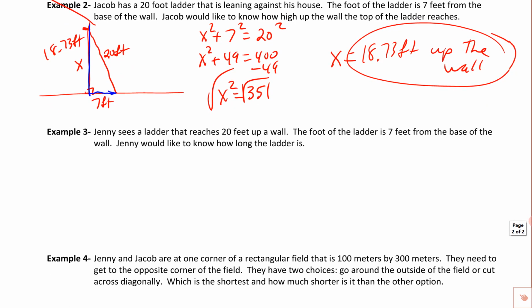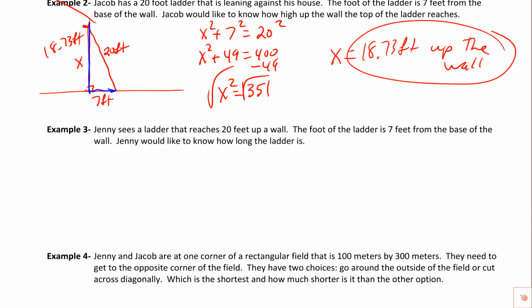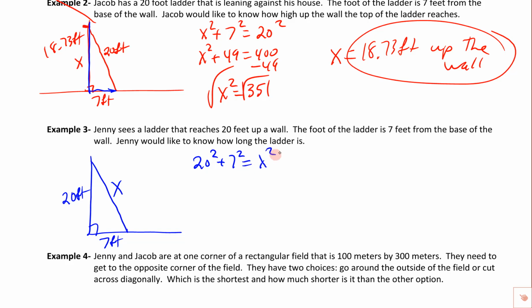Okay, let's take a look at this next situation. We've got Jenny, and here's Jenny's situation. She sees a ladder that reaches 20 feet up a wall. The ladder is 7 feet from the base of the wall. Jenny would like to know how long the ladder is. So this is the same type of situation, except this time we've got different measurements. This is 20 feet. It reaches 20 feet up the wall. This is 7 feet. So you'll notice that what we're missing here is the hypotenuse. So we're going to do 20 squared plus 7 squared equals x squared.